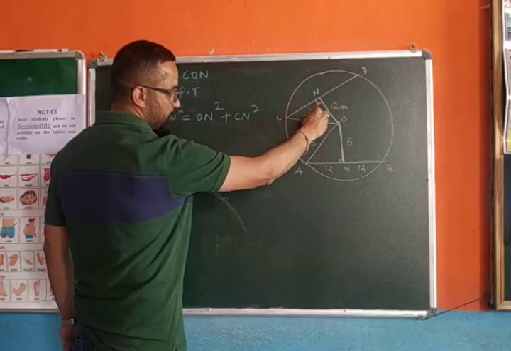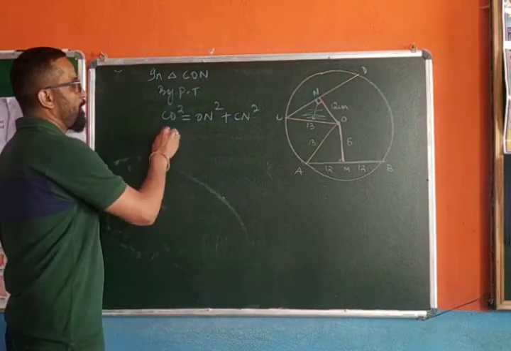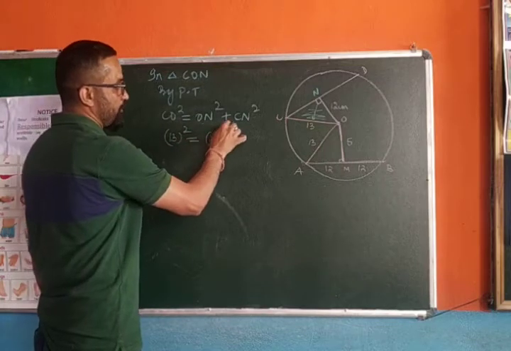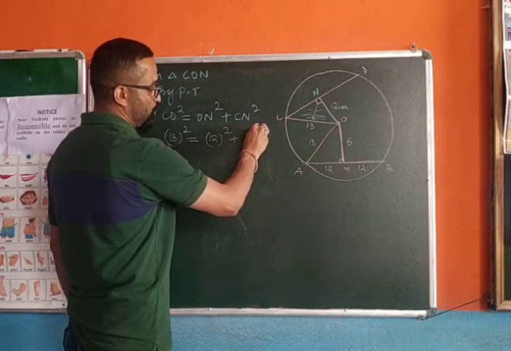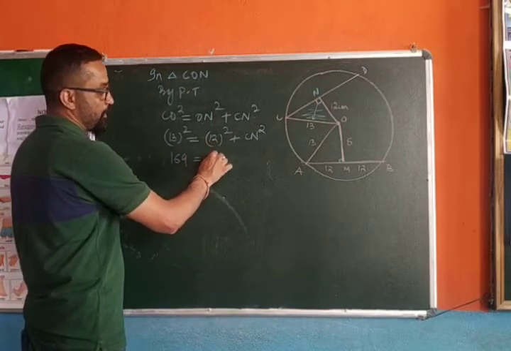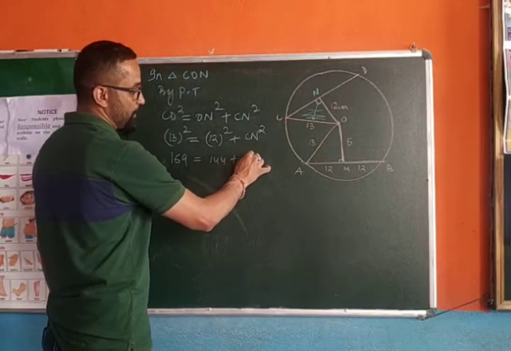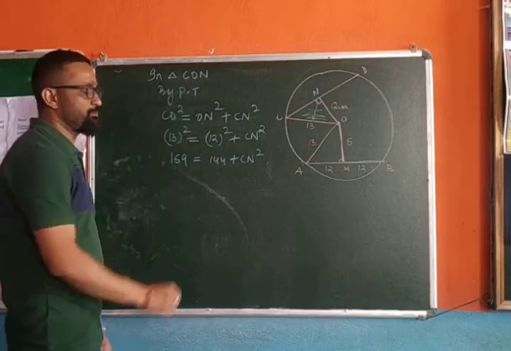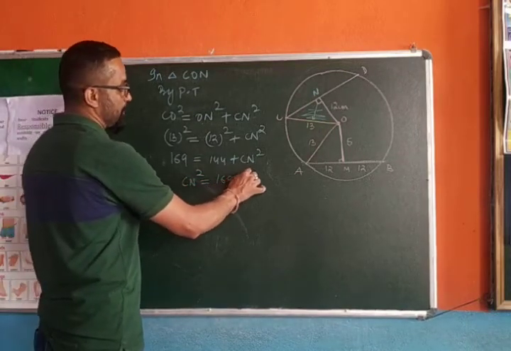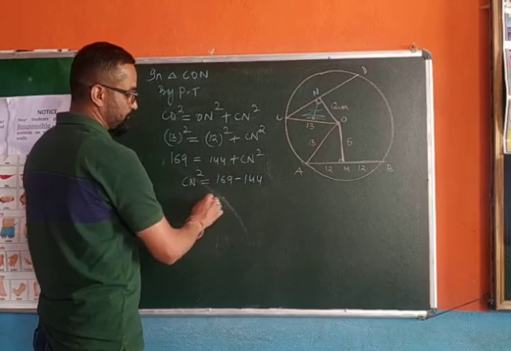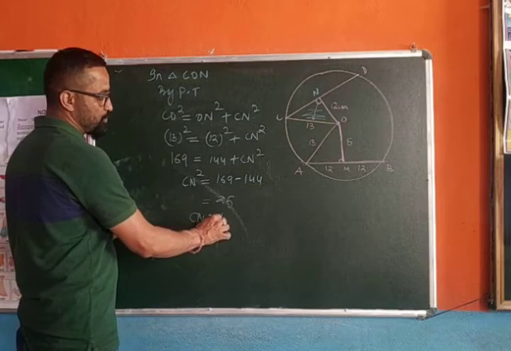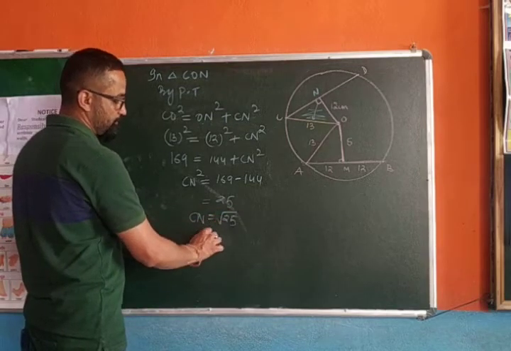Opposite of 90 is the hypotenuse. 13 squared, ON is 12 squared, CN is not known. 169 is equal to 144 plus CN squared. Make CN the subject of the formula. CN squared equals 169 minus 144, 25. CN equals root under 25, 5.